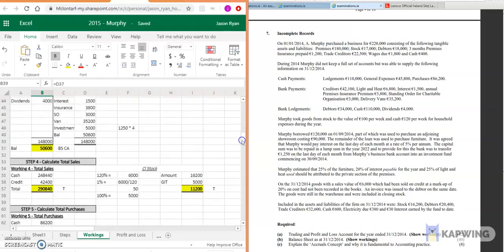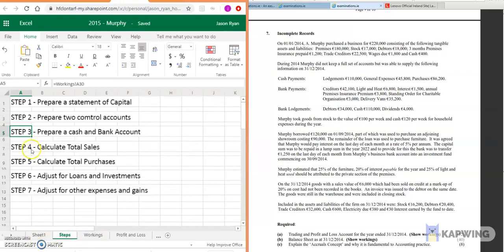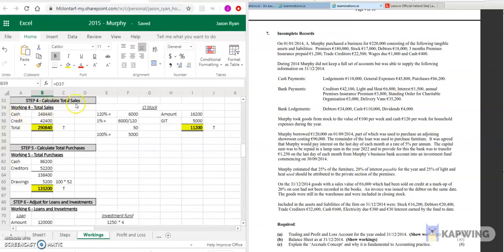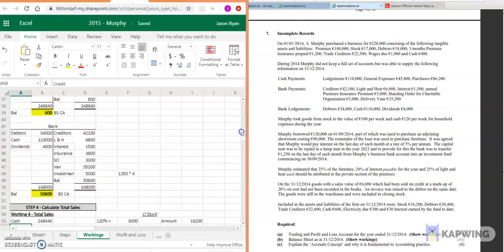The next thing that we have to do is to calculate your total sales and your total purchases. So step 4, calculate total purchases, calculate total sales. Total sales is cash plus credit. So we calculated our cash and our credit in a previous step.